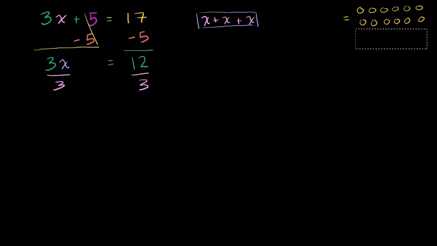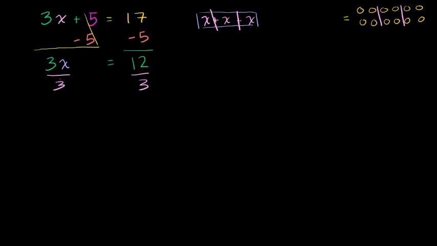And so now we are dividing both sides by 3. Divide the left-hand side by 3. It's 1, 2, 3. So 3 groups, each of them have an x in it. If you divide this right-hand side by 3, let's see, you have 1, 2, and 3. So it's 3 groups of 4.